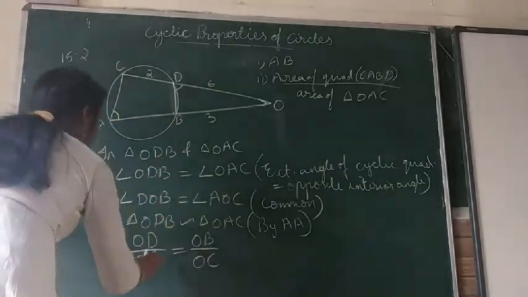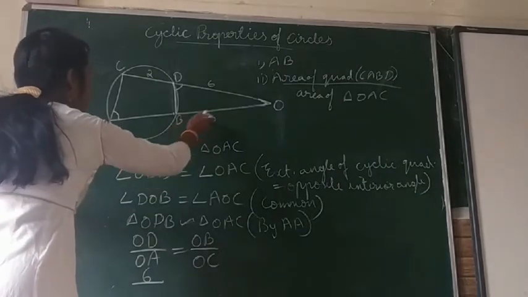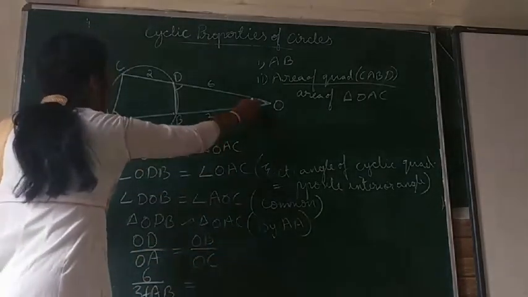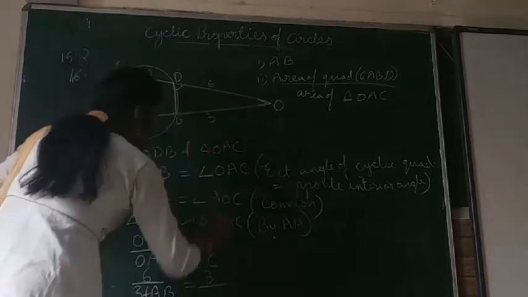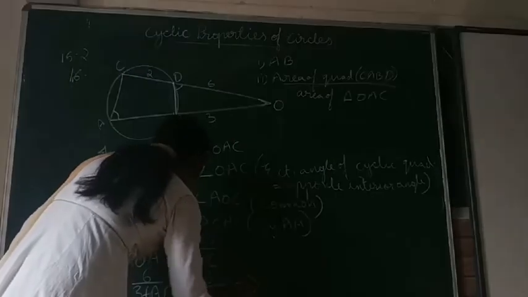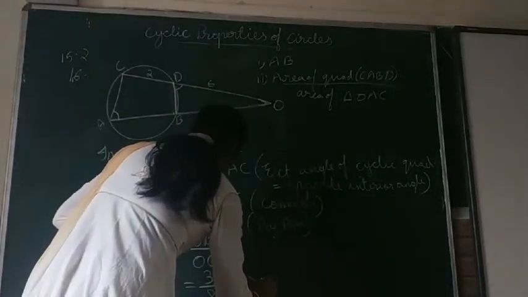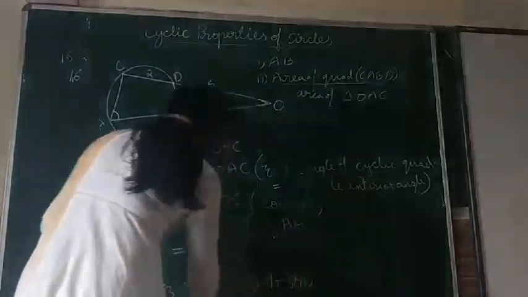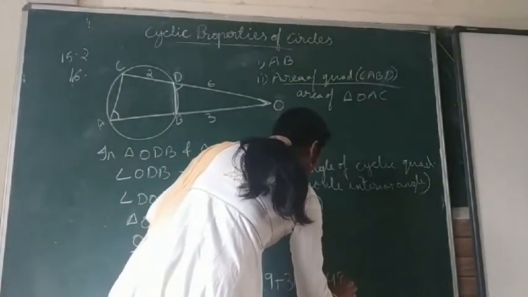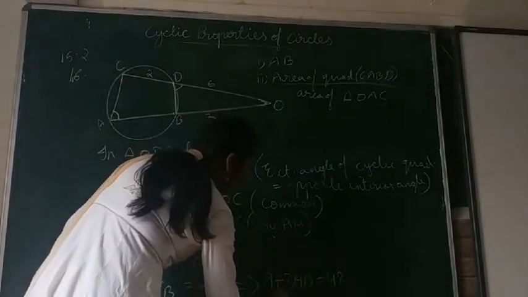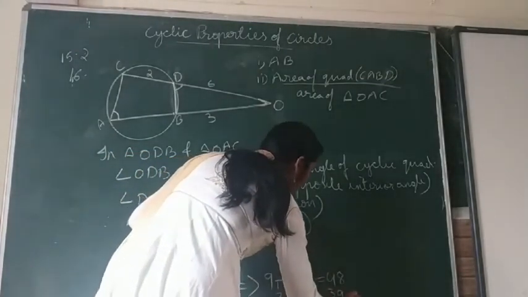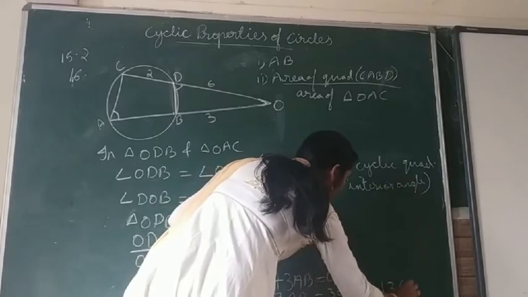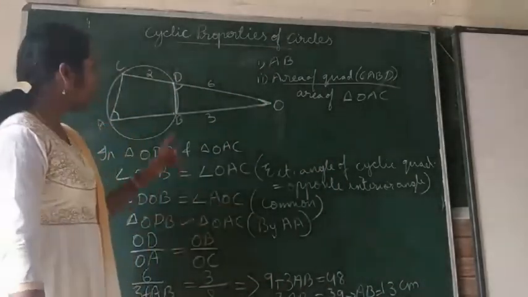Now OD is 6 and OA is OB plus AB. So 6 by 3 plus AB is equal to OB, which is 3, by OC, which is 6 plus 2, that is 8, which implies, by cross multiplication, 9 plus 3AB is equal to 48, implies 3AB is equal to 39 and AB is equal to 39 divided by 3, that is 13 centimeters. So this is the length of the chord AB.